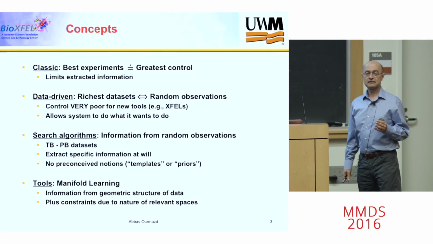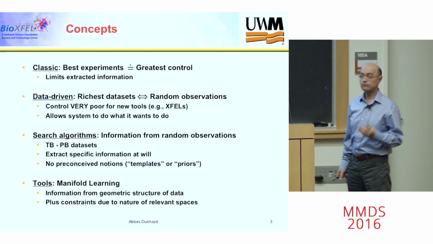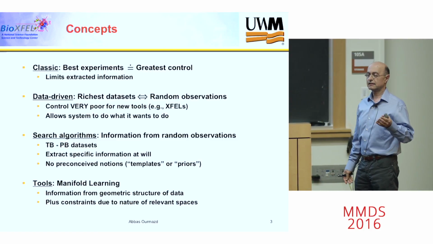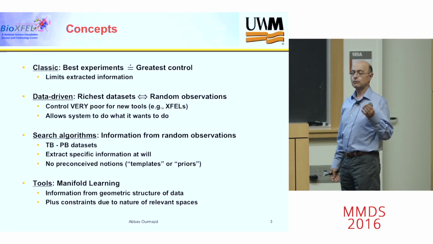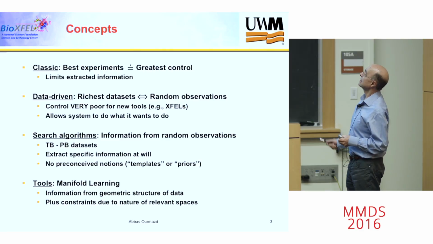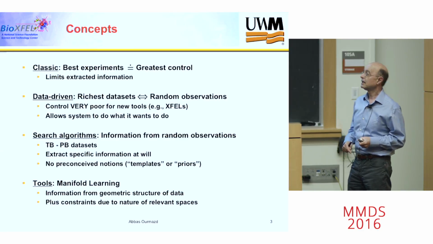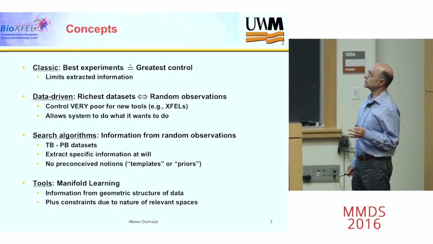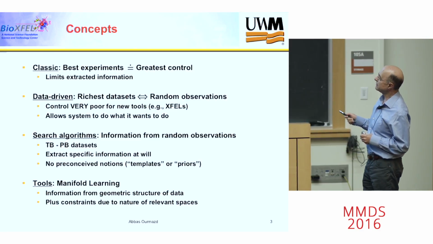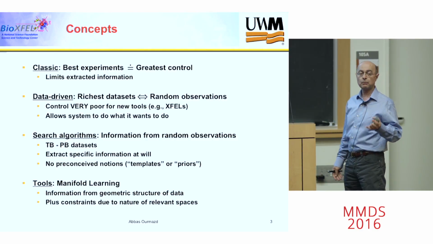So in physics and in science in general, the concept is that the best experiments are the ones which exercise the greatest level of control. This actually limits the amount of information you extract. If you make an object eat, then you can only watch her eat, do nothing else. The data-driven approach, however, says that the richest data sets really come from random observations. Google discovered this a long time ago, so nothing new here. And once you have your data, of course, you have search algorithms to extract specific kinds of information at will, ideally without any preconceived notions, templates, or priors.